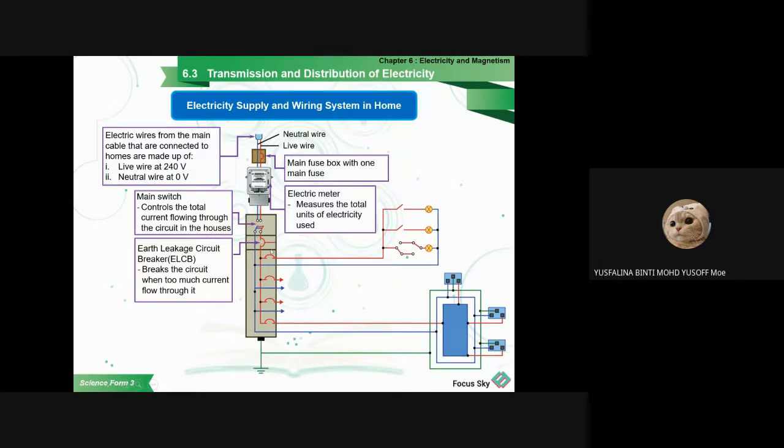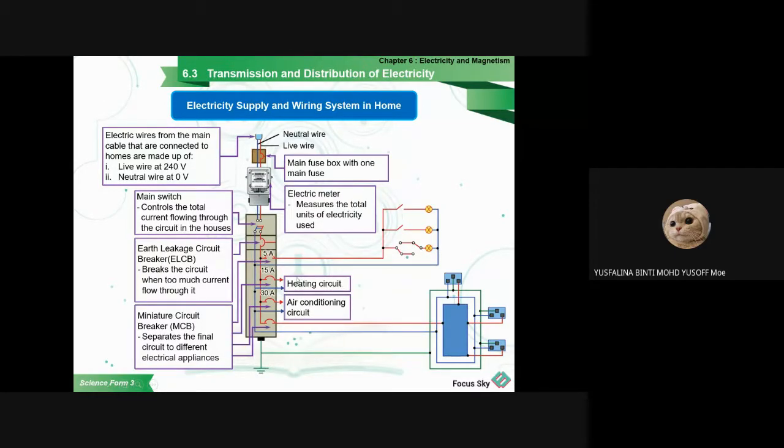Okay, this is more for the safety, right? And after this, you can see there are four ways. So this is the miniature circuit breaker. This one is to separate the final circuit to different electrical appliances. They will divide the electric current according to how much the electrical appliance needs.